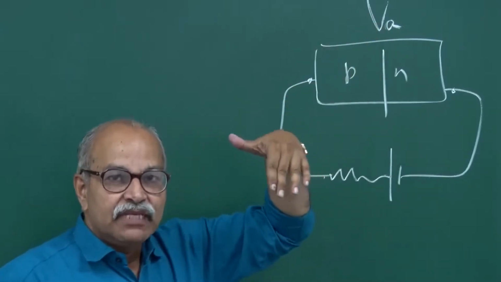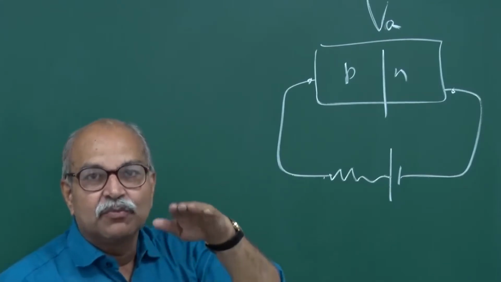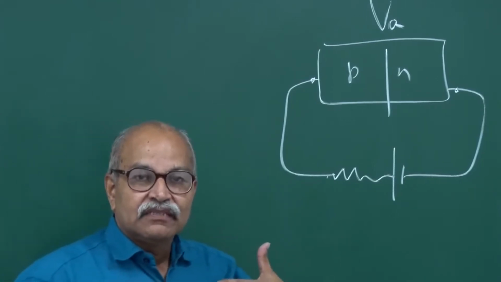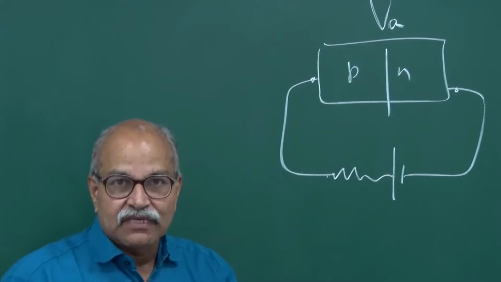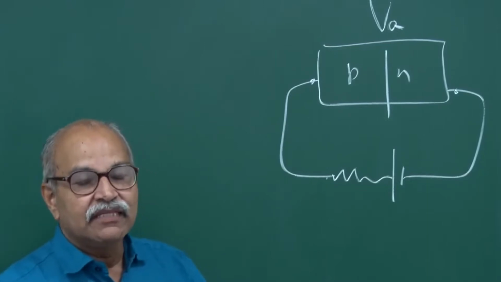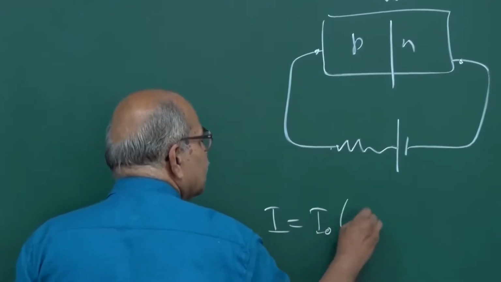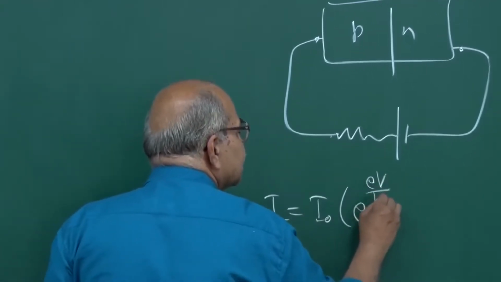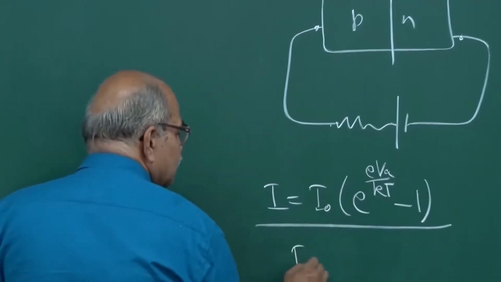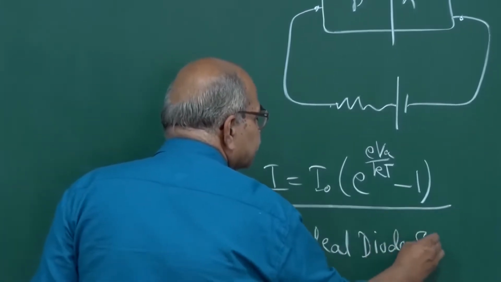And if this applied potential, or that reduction in potential barrier, is small as compared to the original potential barrier, then the extra majority carriers which can diffuse, that number goes up exponentially, and then we have this equation: I equal to I naught e power eV over kT, this V is what we applied, minus 1. This is known as the ideal diode equation.